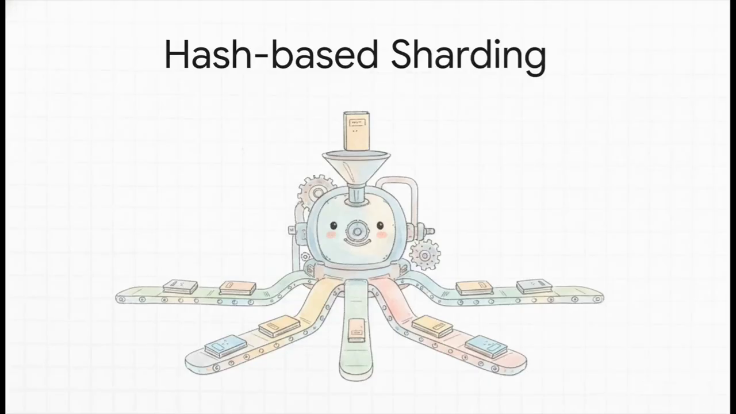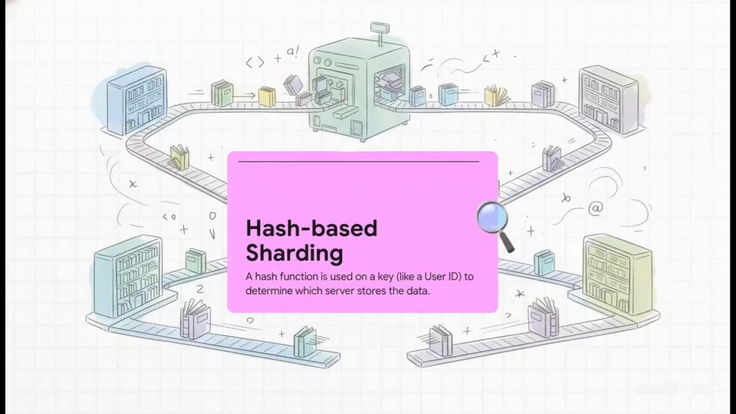Our second method, which is called hash-based sharding, is designed specifically to solve that problem by creating a perfect balance. Now, instead of using a simple range, this method takes a key, like a user ID, and it runs it through a special math formula called a hash function. The result of that formula then dictates which server the data goes to. Think of this like a central sorting machine at the post office.